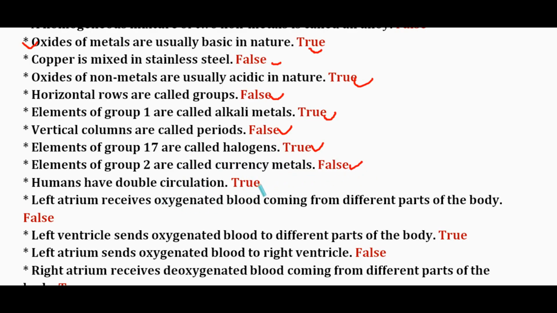False. Humans have double circulation system. True. Left atrium receives oxygenated blood coming from different parts of the body. False. Left ventricle sends oxygenated blood to different parts of the body. True. Left atrium sends oxygenated blood to the right ventricle. False.